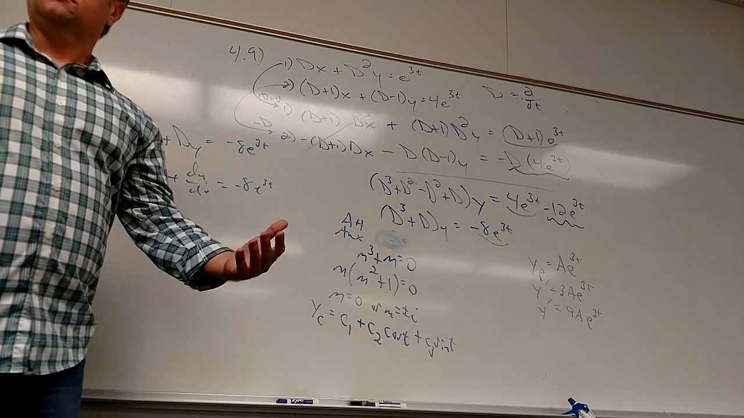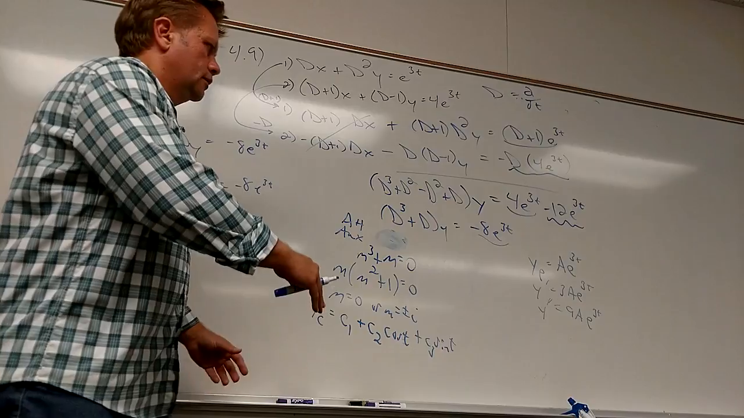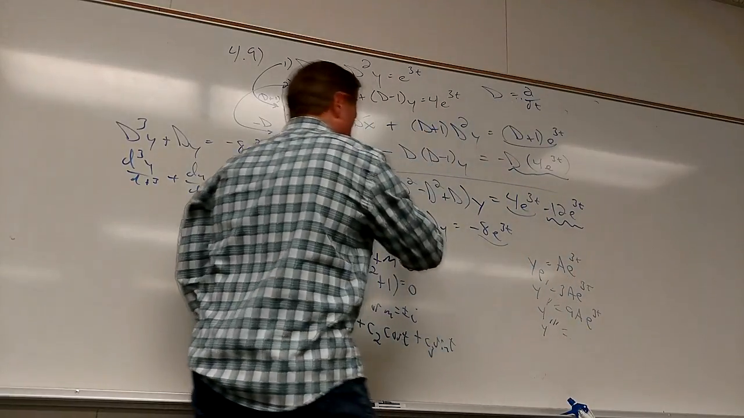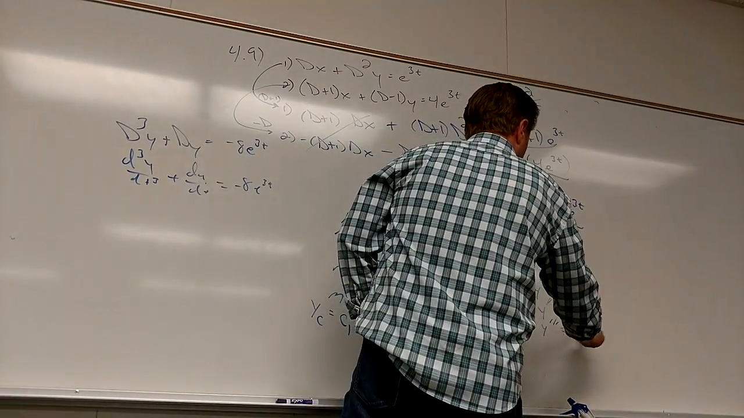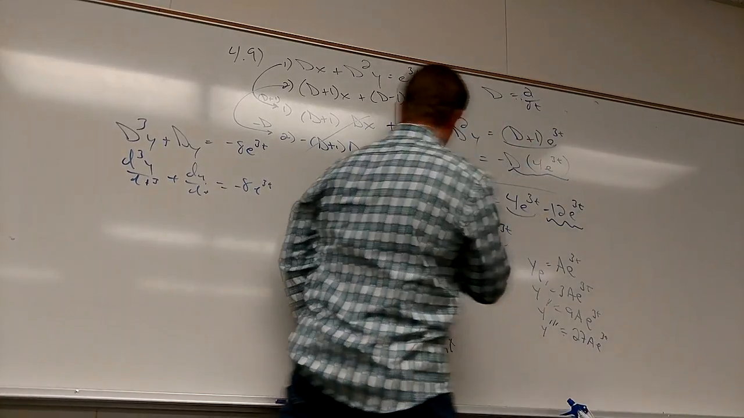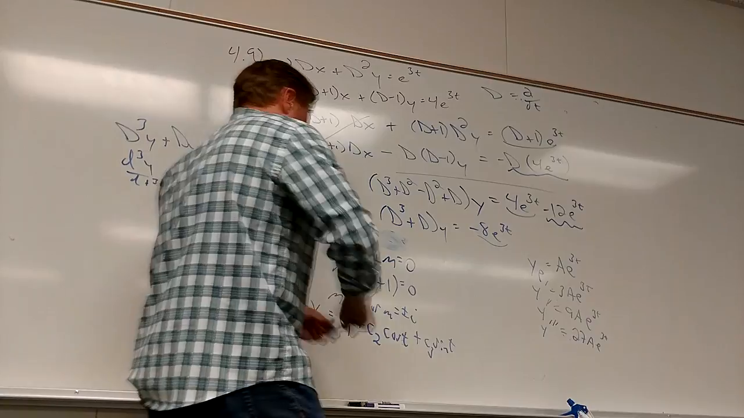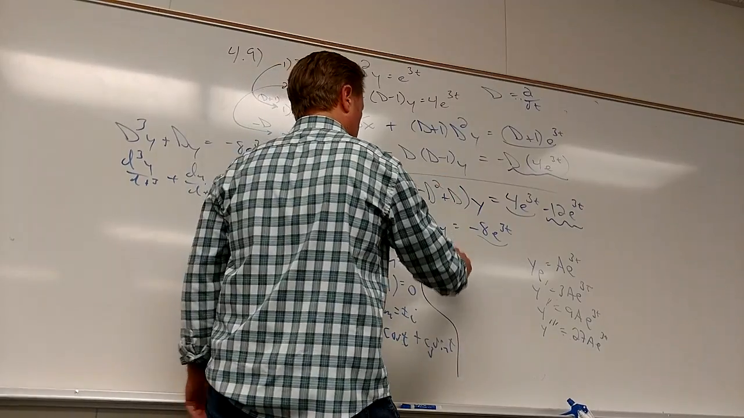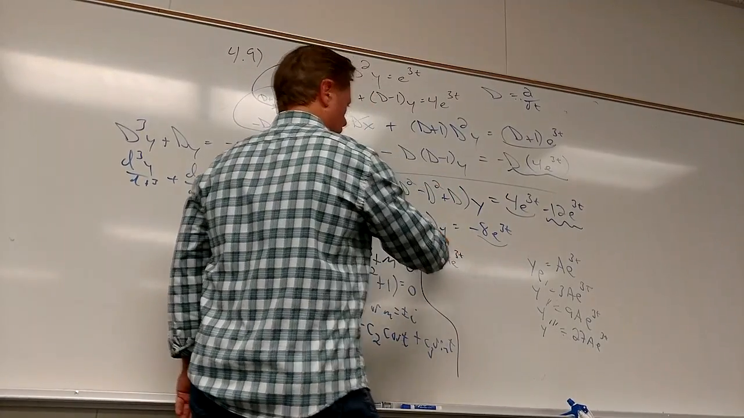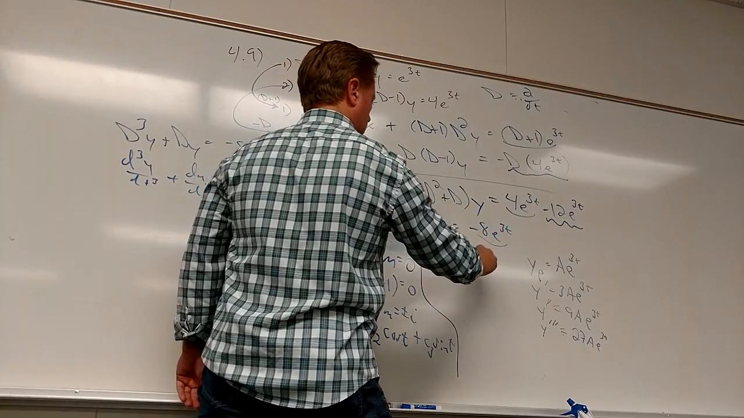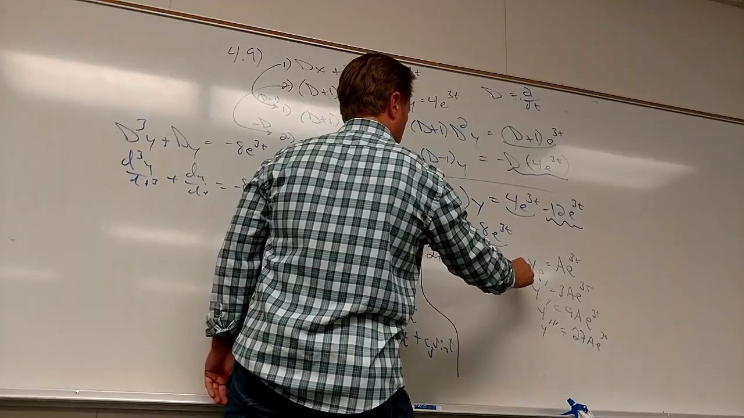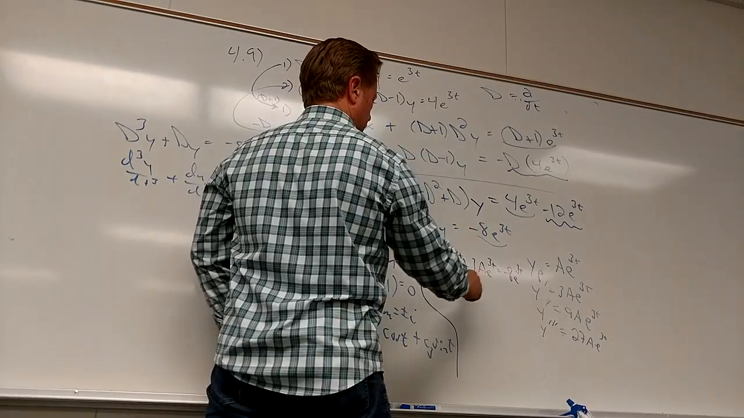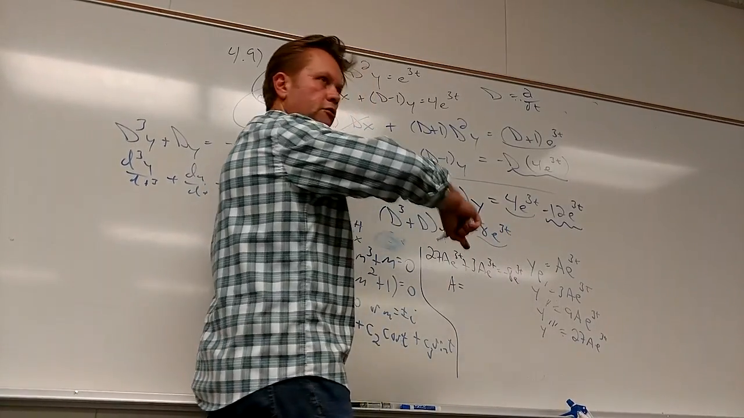Are you guys with me? Is that easy? And then y triple prime, because I got a D cubed up here, will be 27 a e to the 3t, plus D y, 3a e to the 3t, equals negative 8e to the 3t. So you get 30a equals negative 8. So a is negative 8 over 30, which is negative 4 over 15.